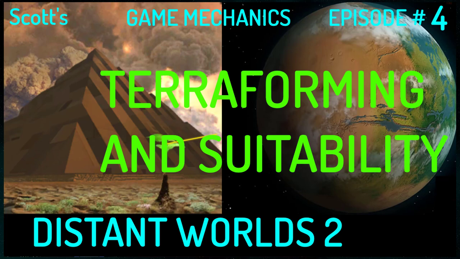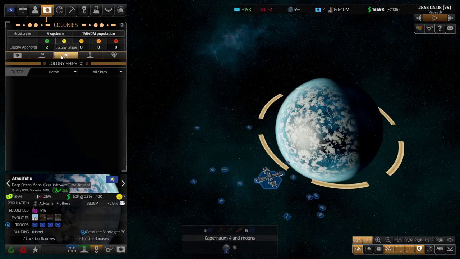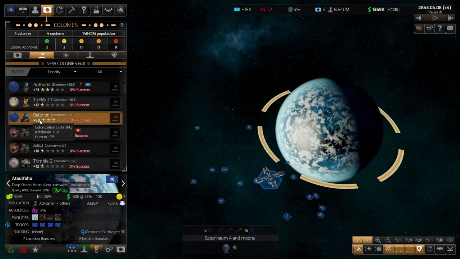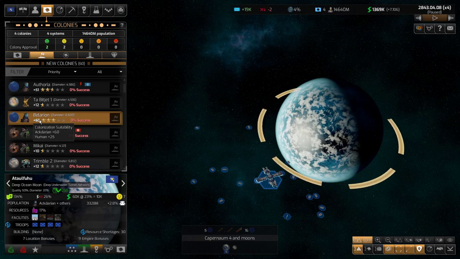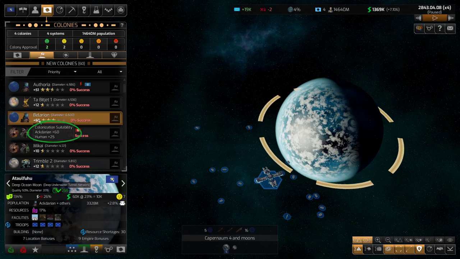So there's two times when you want to think about suitability. When you're thinking about colonizing a new planet, so if I'm looking at new colonies here, and I want to see what's a good place to colonize, I want to make sure that for any of the races that I have, so in my empire here, I only have Actarians and humans, I want to find a planet where either one of those races has at least 20% suitability. Otherwise, it'll take an extraordinarily long time to become profitable. So anything below 20% suitability is not important.